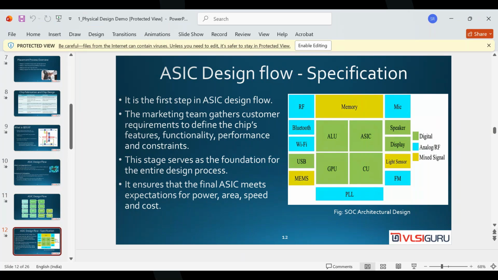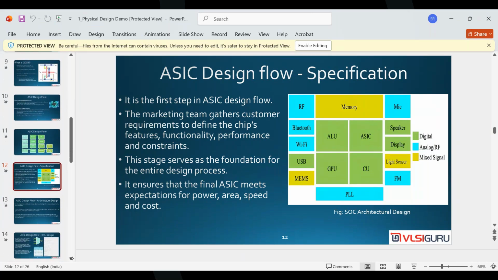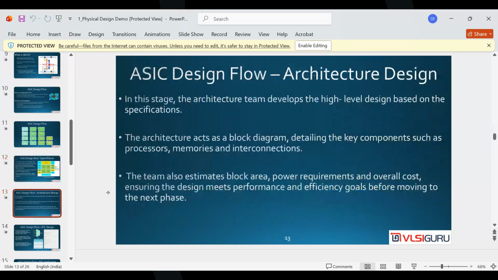Whether a mic is required, I don't think a mic is required in a washing machine design chip. Bluetooth, yes, nowadays you can also have Bluetooth in a washing machine so that you can operate it from your mobile phone, right? Wi-Fi also, same thing. So these are some subsystems which will be required based on your application. These are part of architectural level design. It is nothing but deciding the specification that will lead to your architecture. It is nothing but a block diagram.